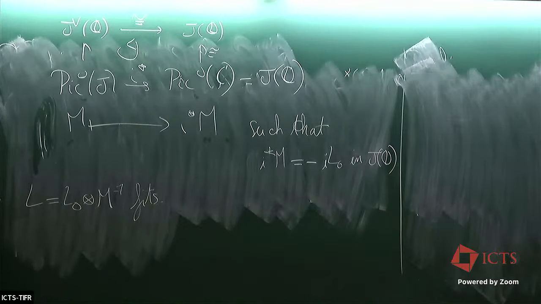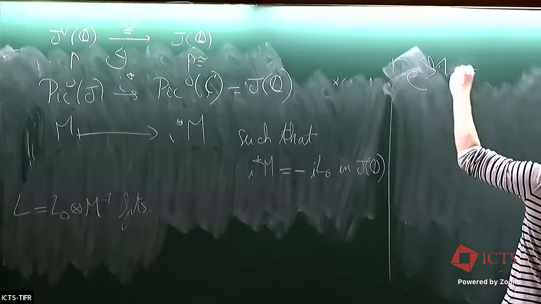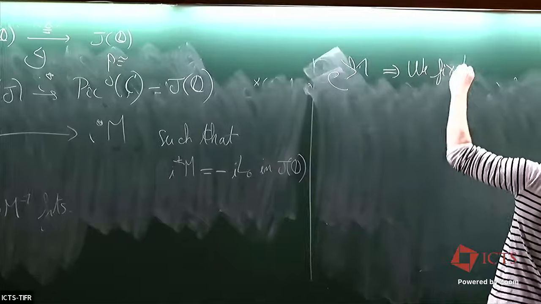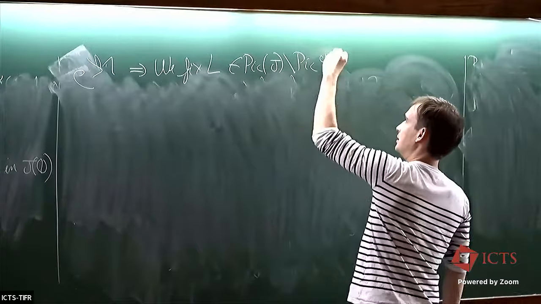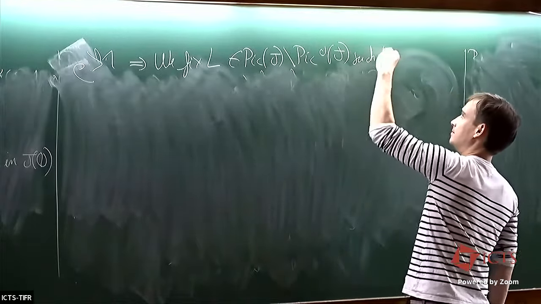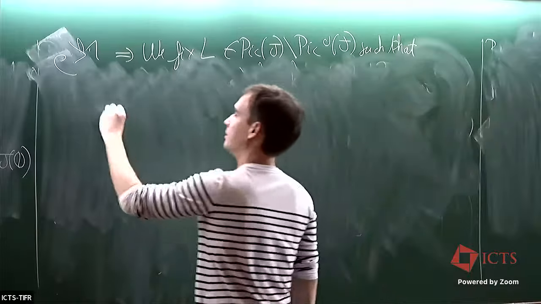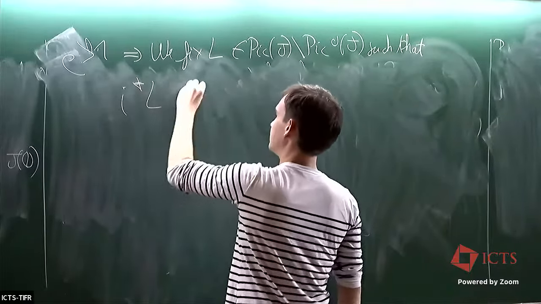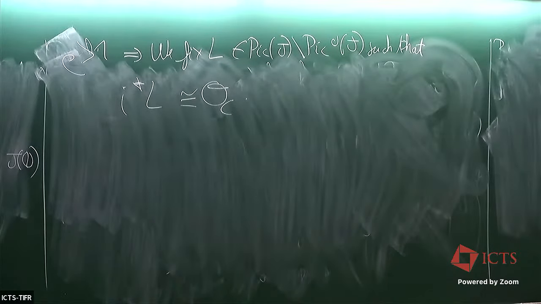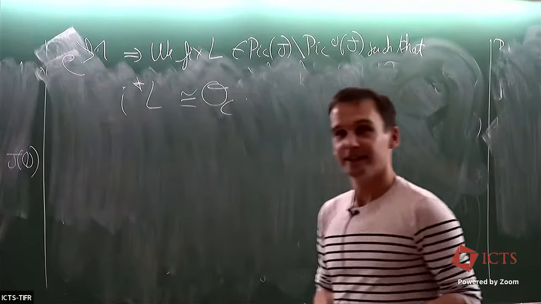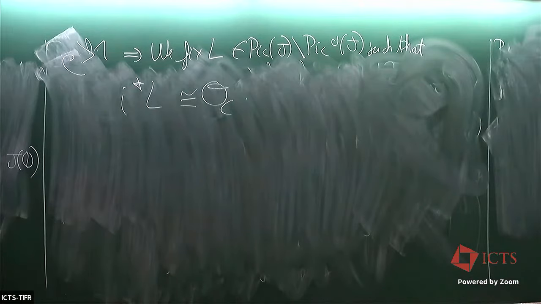It means we can find such an L, so we fix L inside Pic of J. I'm not in Pic⁰, such that ι* L is the trivial bundle on C. And now it means, and this is where it gets very good, there is a canonical map from C to L, which lifts the map here.